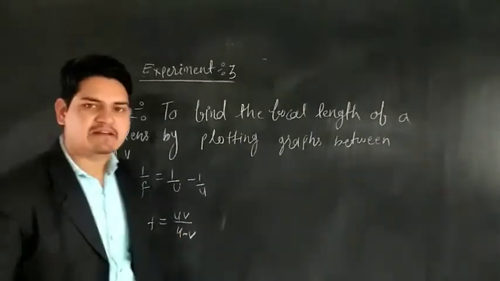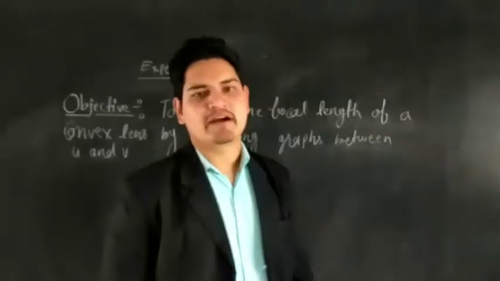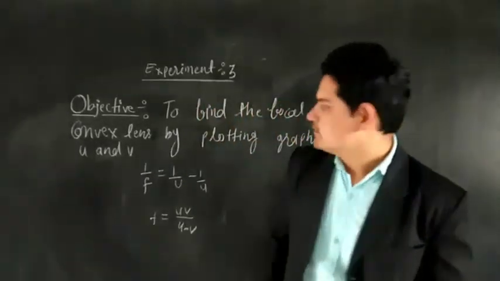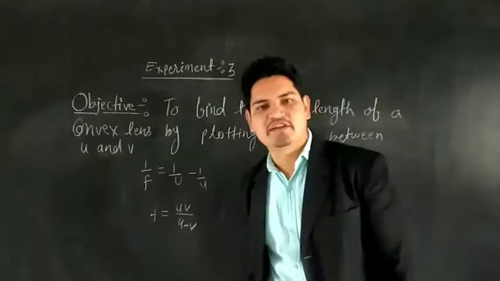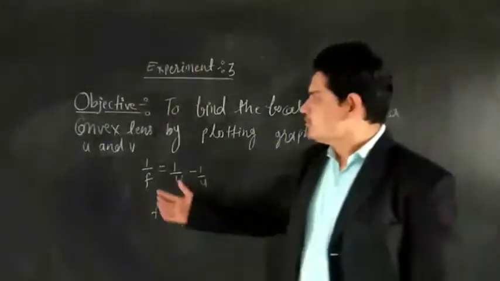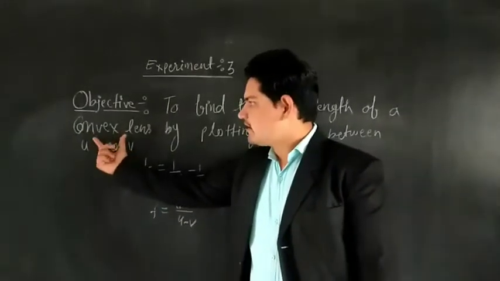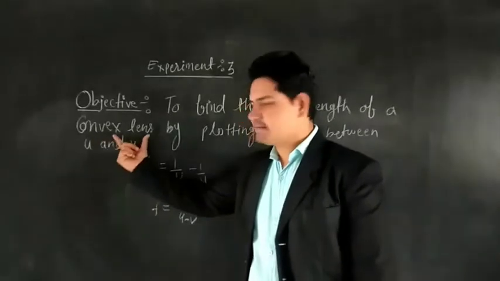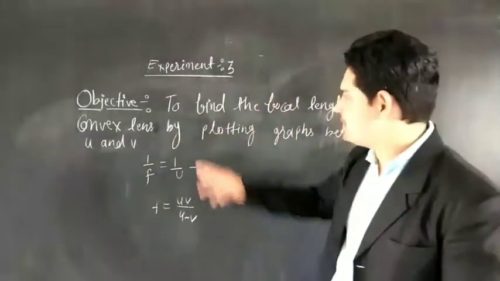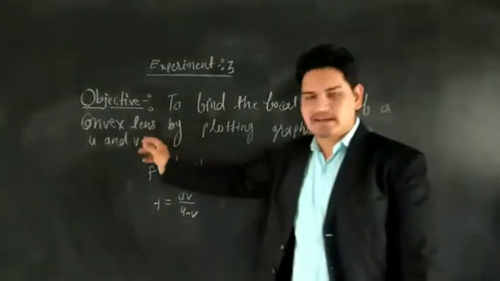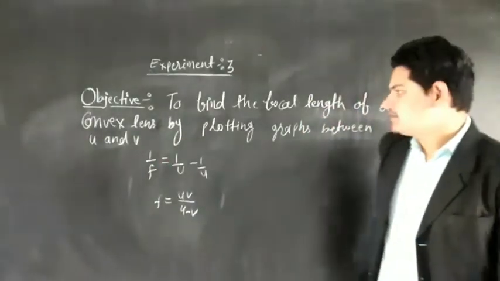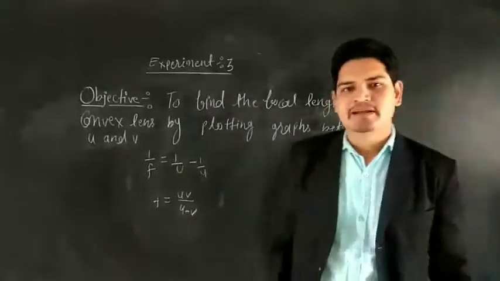So in this practical we will draw the graph between u and v. U is the distance of object, v is the distance of image, so that we can find the focal length of a convex lens. So the aim of the experiment is to find the focal length of a convex lens by plotting a graph between u and v. So let's start.